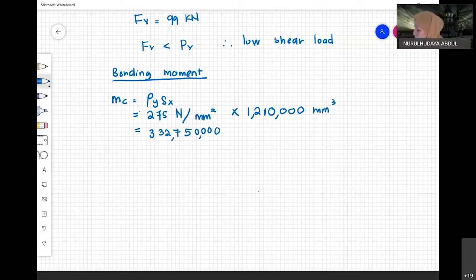So millimeter hilang kat sini, so tinggal 1 lah. Kat sini, so Newton mm. So kita tukar dia into kilonewton meter, so it become 332.75 kilonewton meter. Bahagi 1000, bahagi 1000. Newton tukar kilonewton bagi 1000, millimeter tukar meter bagi 1000.